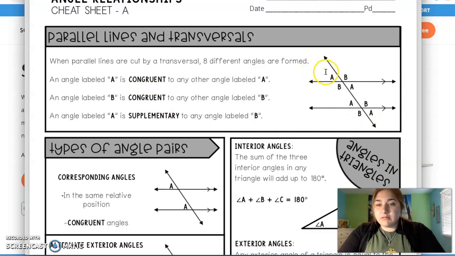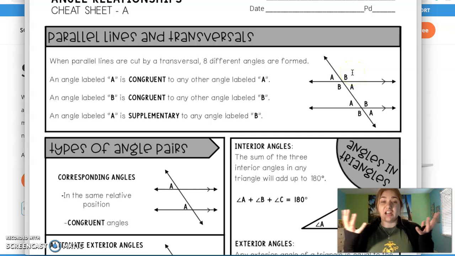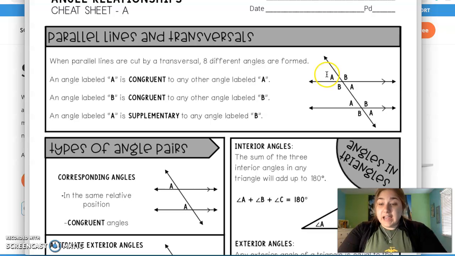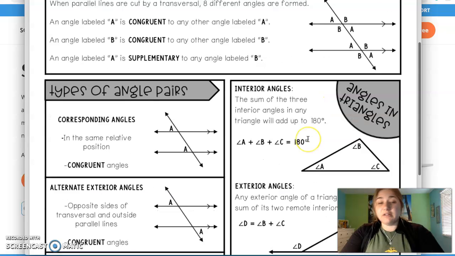Now, what is the relationship between A and B? They're supplementary, which means when you add A and you add B, you're going to get 180 degrees, a straight line. So, I had A as 60 and B as 120. I add those up, they equal 180. So, that's how those two are related, and the same will happen on the bottom as well.